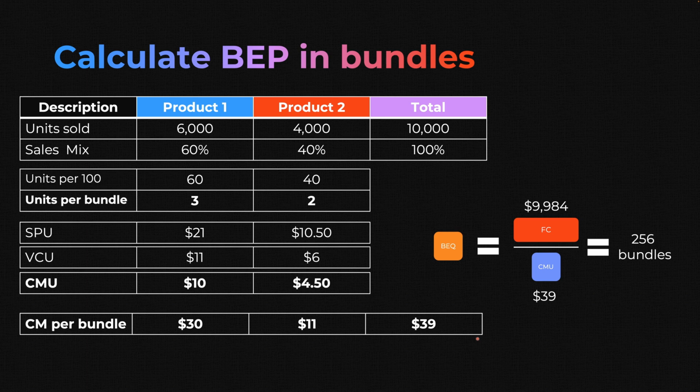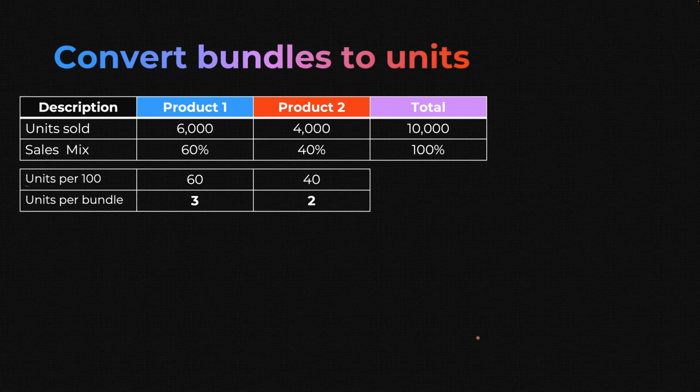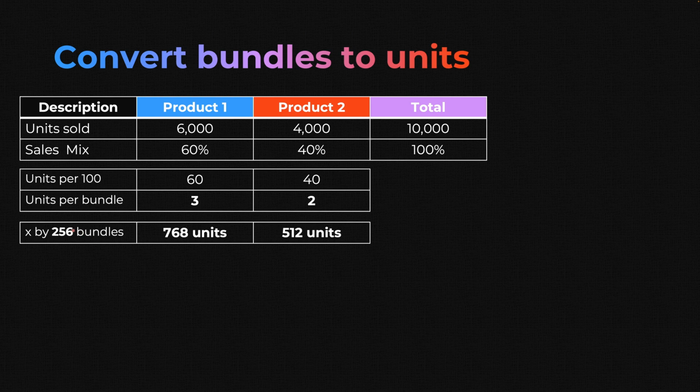We have the break-even number of bundles is 256. So we can convert bundles to units. If we multiply by 256, each bundle has 3 units of product 1 in it. So 3 times 256 equals 768 units. Each bundle has 2 units of product 2 in it. So 2 multiplied by 256 equals 512 units. This is the final answer. This is the number of units needed to be sold of each product in order to break even.